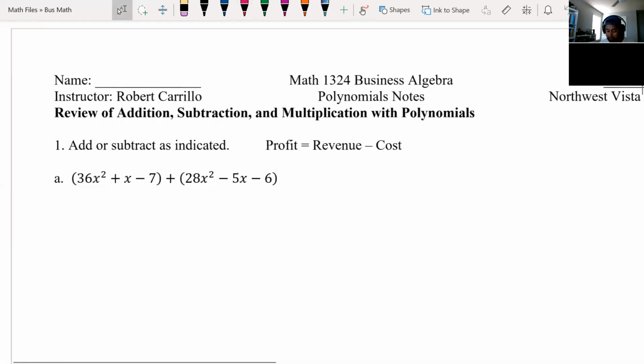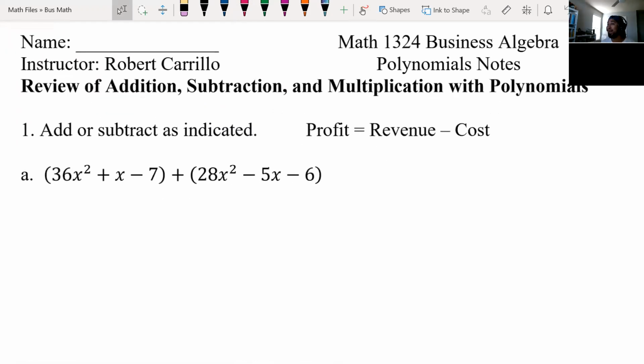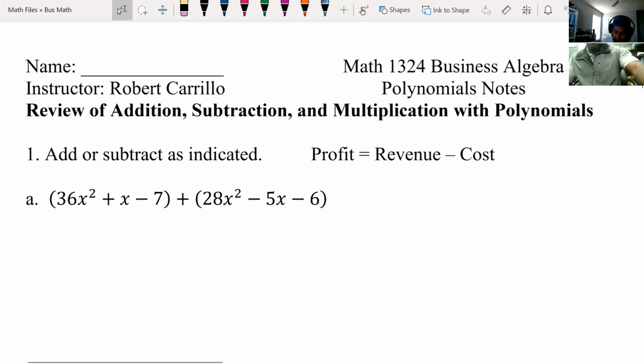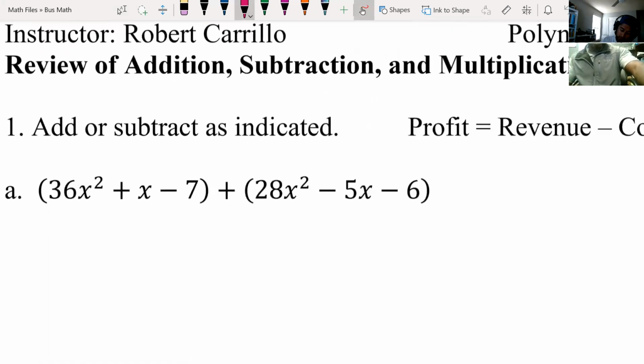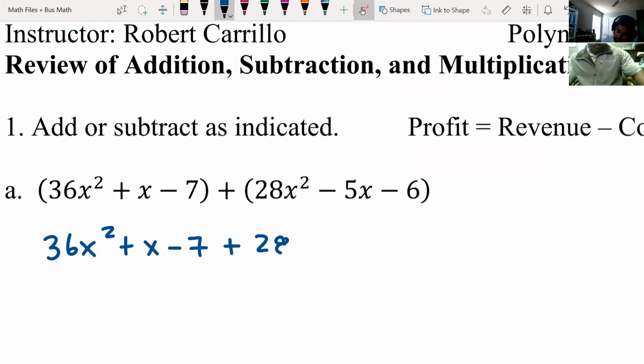For these notes, we're going to practice just combining like terms on polynomials. So for our first problem, you have 36x squared plus x minus 7 plus 28x squared minus 5x minus 6. Okay, so here we can drop the parentheses. I'll just rewrite everything: 36x squared plus x minus 7 plus 28x squared minus 5x minus 6. And now all we have to do is combine like terms.